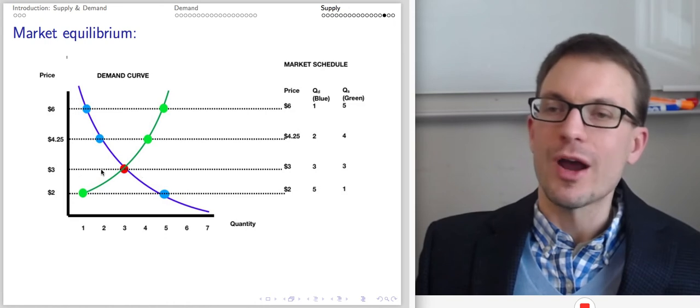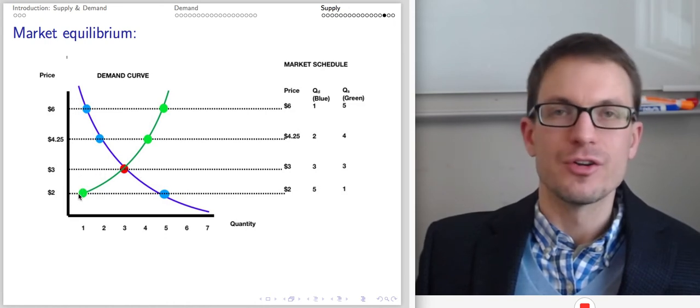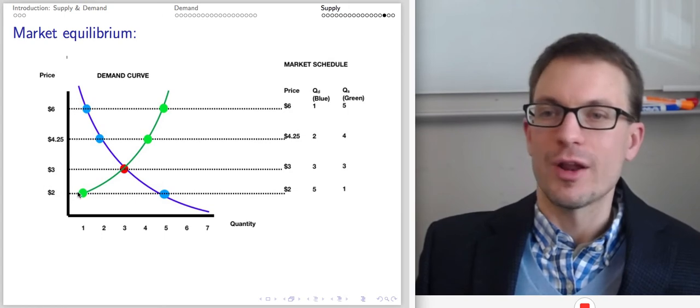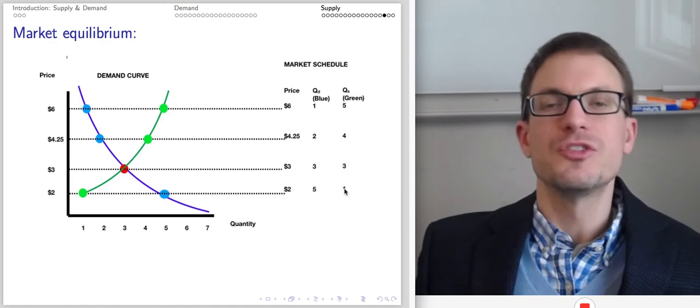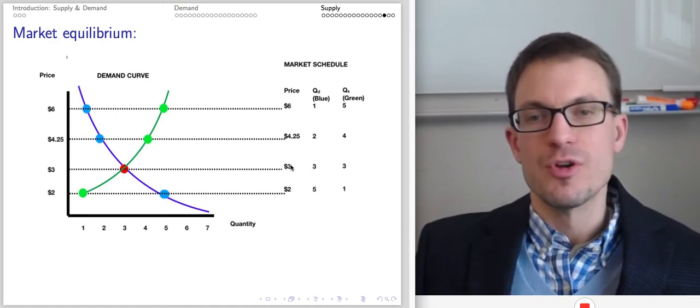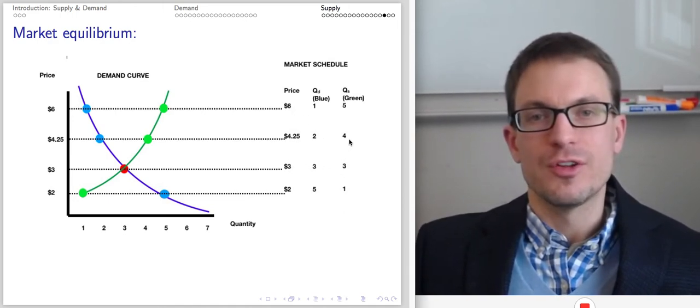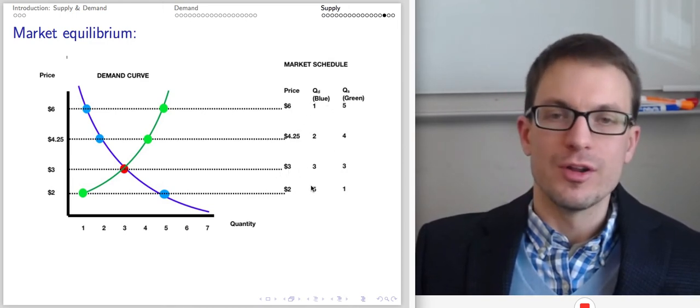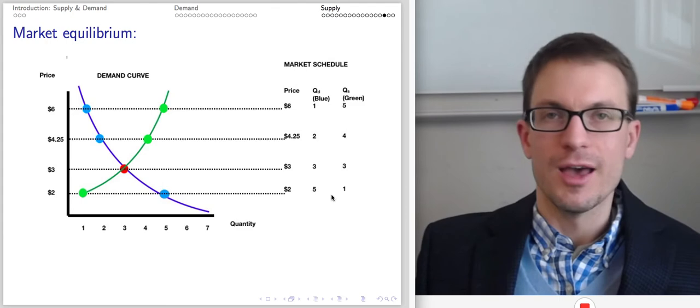And then at below equilibrium prices, buyers like lower prices better than sellers. So at the price of $2, our quantity supplied is only 1, but our quantity demanded is 5. And we can see this in the table. At higher prices than equilibrium, the quantity supplied is going to be bigger than the quantity demanded. And at lower prices, the quantity demanded is going to be bigger than the quantity supplied.